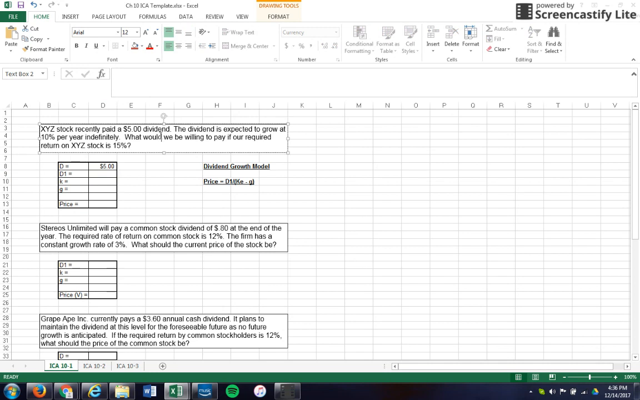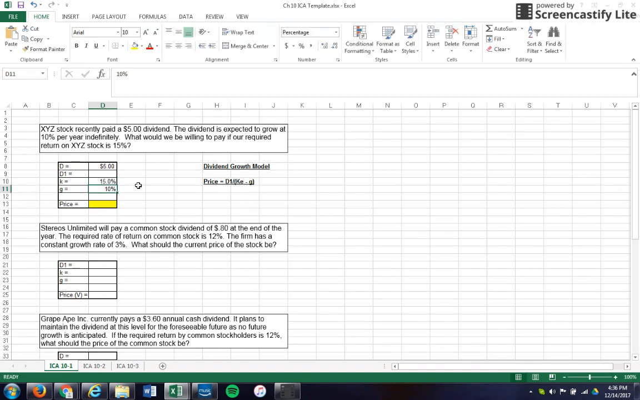D1 would be considered the next dividend that we would expect to receive as investors. The dividend is expected to grow at 10% per year indefinitely. So that would be our growth rate, 10%. What would we be willing to pay if our required return is 15%? So the question is asking, what is really the current market price? So I'm going to highlight that cell because that's what we're looking to find. What is the expected price of this stock if our required return, which is K, is 15%?